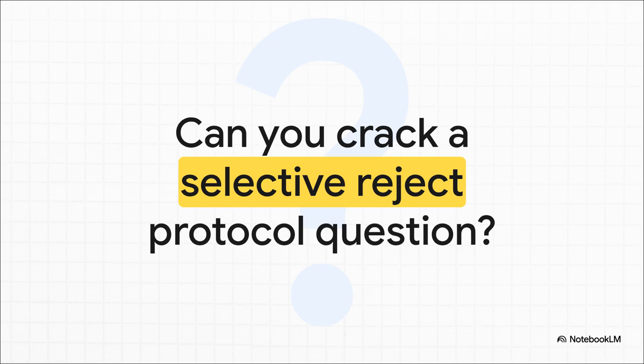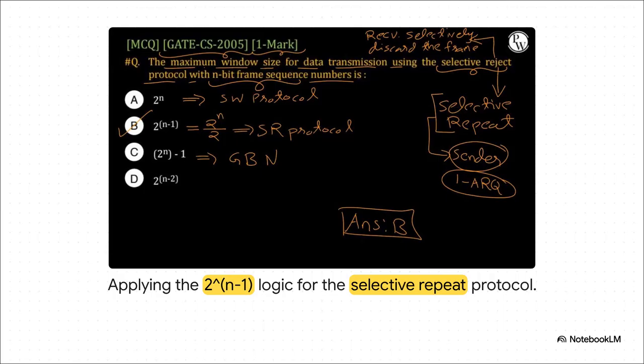Let's put that 2 to the power of k minus 1 logic to the test with another exam spotlight. Consider this GATE CS 2005 question. It's asking for the maximum window size for data transmission using the, quote, selective reject protocol with n-bit frame sequence numbers. The brilliant trick here?